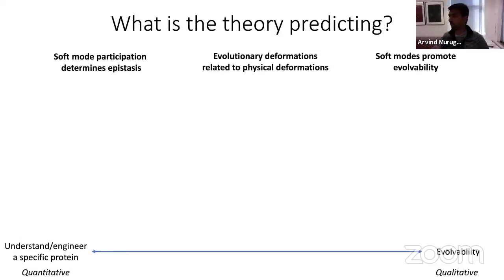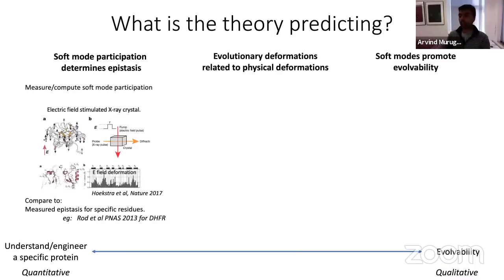So to zoom out though, how do you take this forward to experiment? I like this example because it really shows you can decide what you think the theory is telling you. At the most granular level, it's telling you simply that the epistasis between two residues depends on how those residues participate in different soft modes of a protein. If you wanted to test that, you could take a particular enzyme, DHFR, pick two residues, do an MD simulation of how those residues participate in the soft modes, predict epistasis, and go measure it. And in fact, that's been done by Charlie Baker's lab along the lines I outlined, and it does seem to work for those two residues.